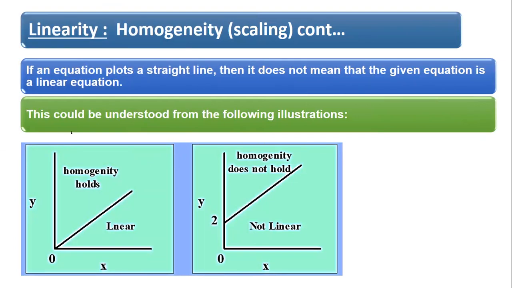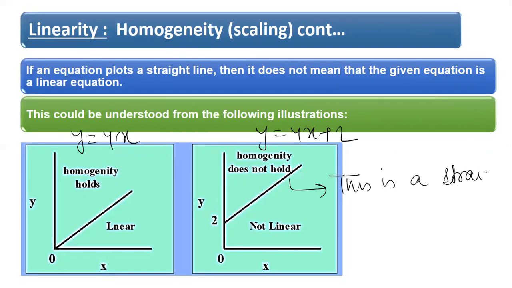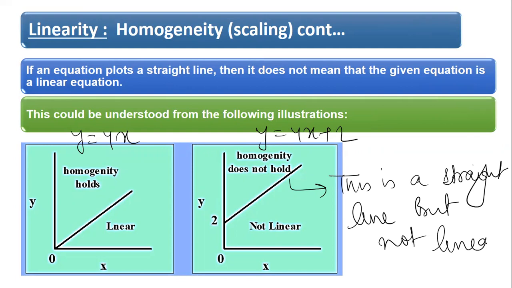The first equation, y is equal to 4x, and here y is equal to 4x plus 2. This is a straight line, guys, but not linear, right? Okay, so I hope it is clear how to identify from equation or from graphical representation whether the given system is linear or not, right?